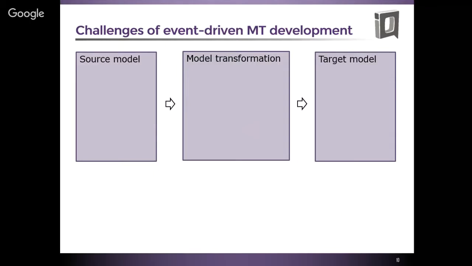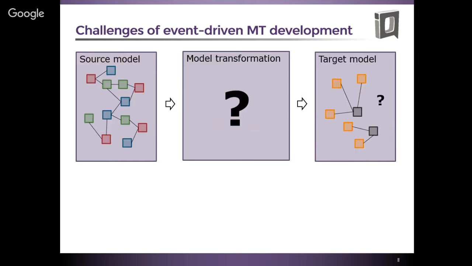So for the next part, I'd like to talk about the challenges of event-driven model transformation development, specifically concentrating on how to debug event-driven transformations. So we have this structure, with a source model, a model transformation, and a target model. The source model contains a fairly complicated structure. I wouldn't like to elaborate on it, just that it's a fairly complicated meta model and a typically large model.